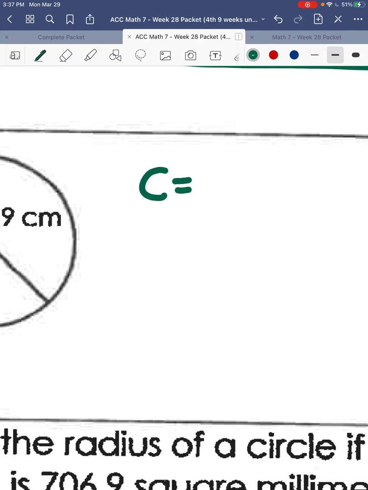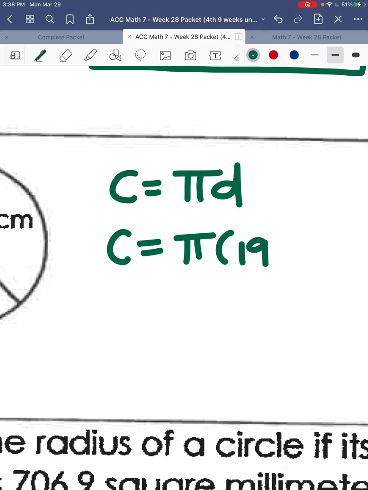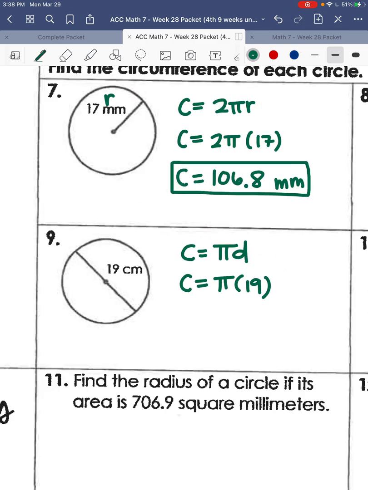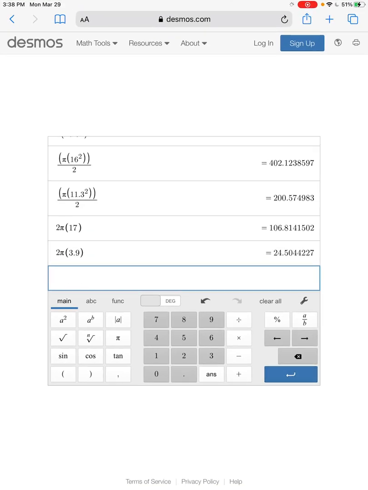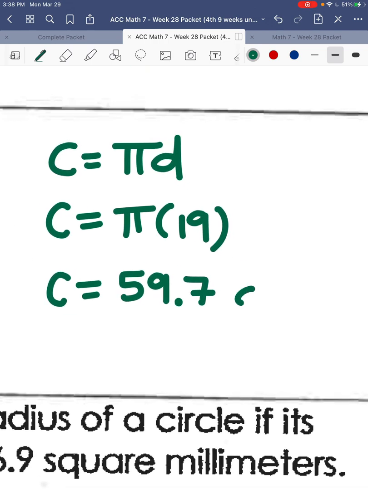So C equals pi times the diameter. So C equals pi times 19 in this case. So I'm going to put that into my calculator. So pi times 19 is 59.69. Sorry, I think I said that wrong at first. And that second 9 tells me I need to round up. So 59.7 centimeters.